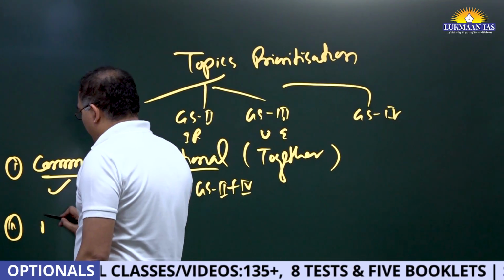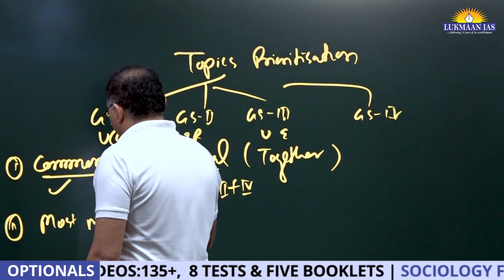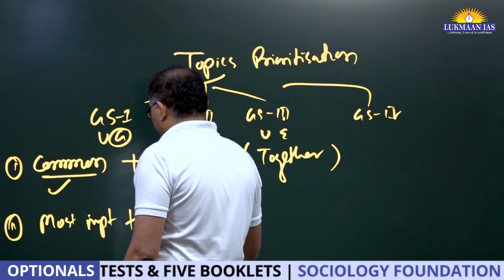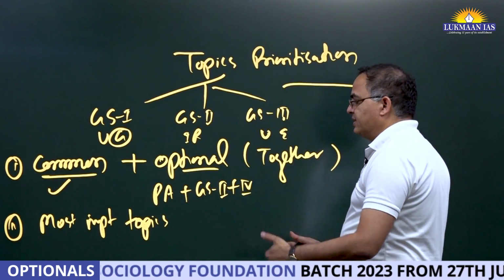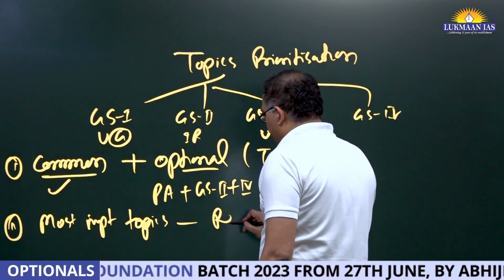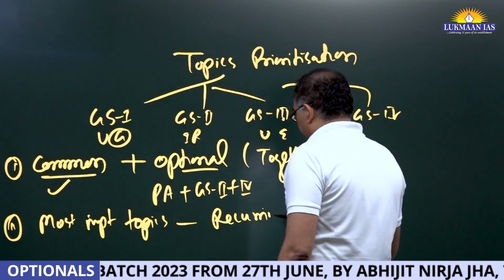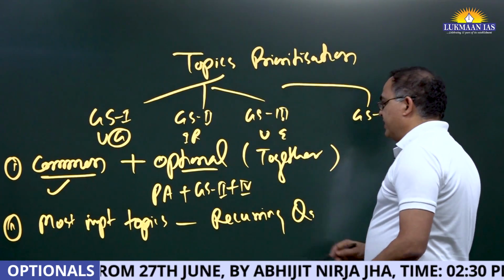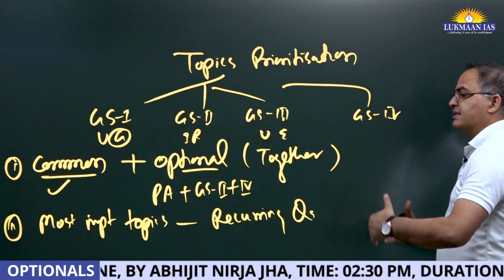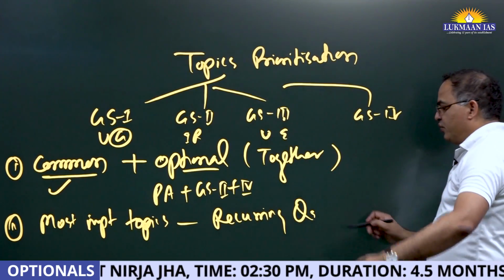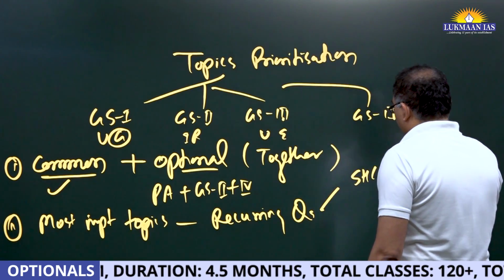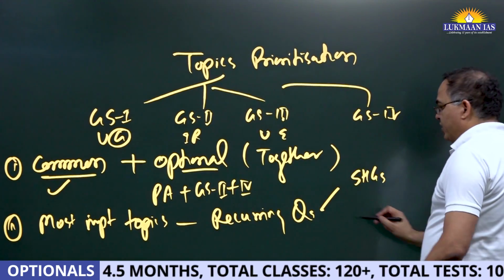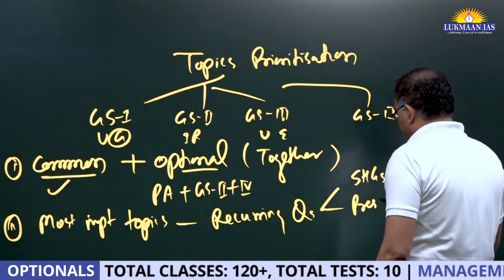Then the most important topics. Which are the topics where recurring questions are asked? You know that there are some topics they ask regularly. In the polity paper, for example, self-help groups. It is a high priority topic, and pressure groups.